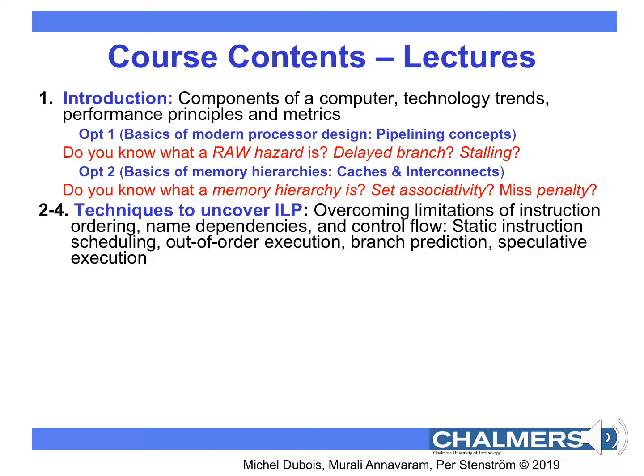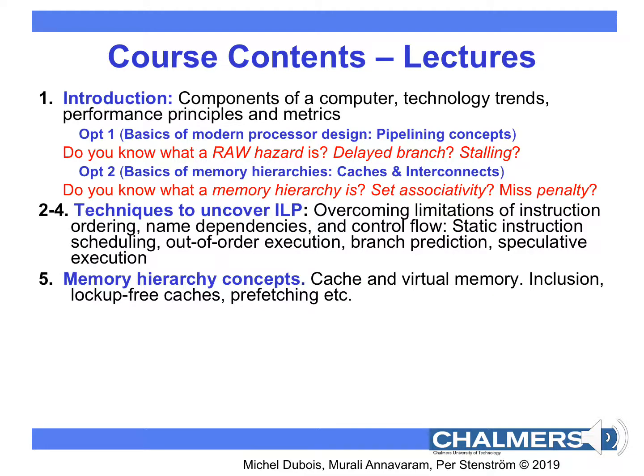The next 3 lectures are on techniques to exploit instruction level parallelism. We do that from different angles, starting off with static instruction scheduling, moving on to out-of-order execution, Tomasulo's algorithm, branch prediction, and this enables us to look at speculative execution, where we can really have hundreds of instructions in flight and let the compute engine actually figure out which of those can be executed independently without breaking any program correctness issues.